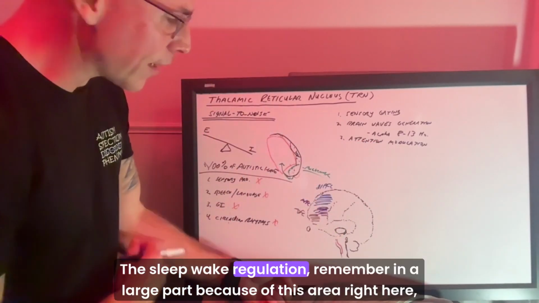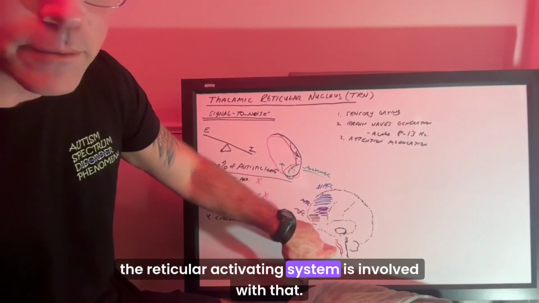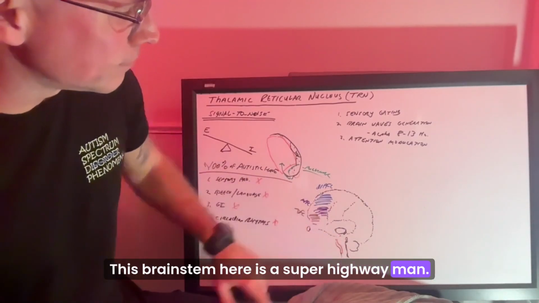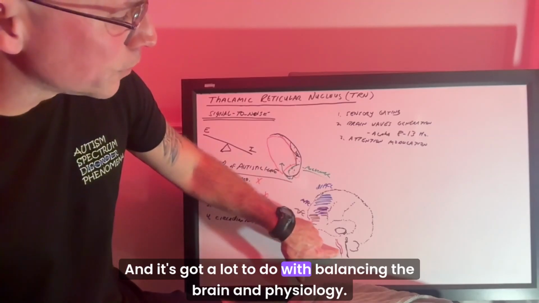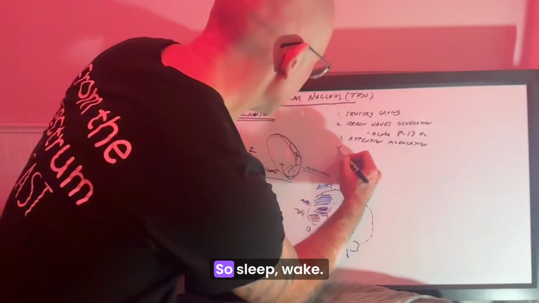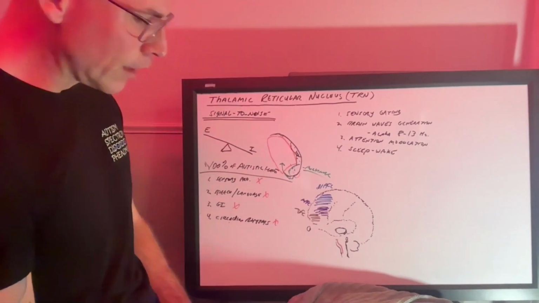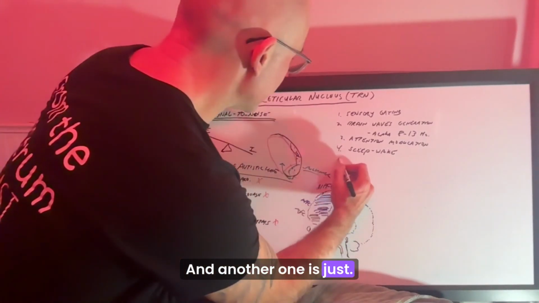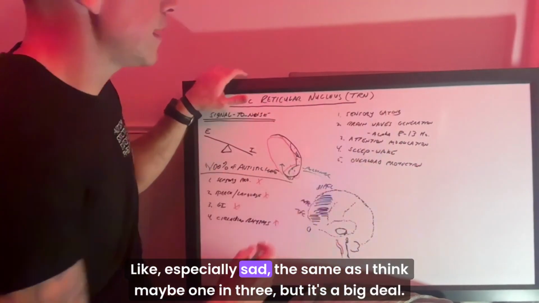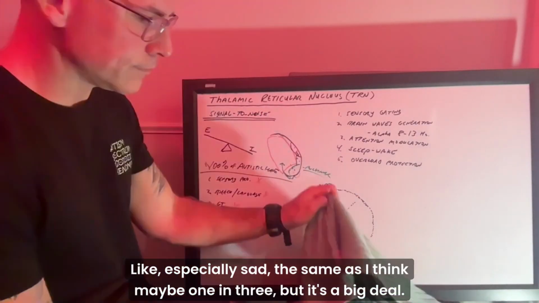The sleep-wake regulation, remember, in large part because of this area right here, the reticular activating system is involved with that. This brainstem here is a superhighway, man. And it's got a lot to do with balancing the brain and physiology. Okay, so sleep-wake, not bad. And another one is just overload protection. It's just that protection. Like, especially, I think, maybe the same as 1 and 3. But it's a big deal. It's a very big deal.